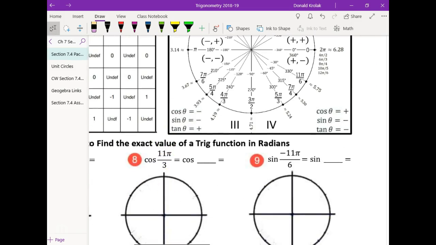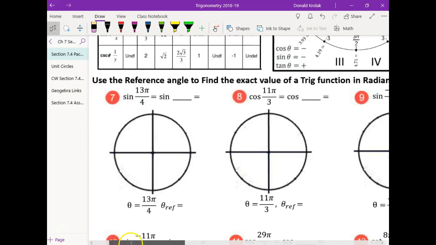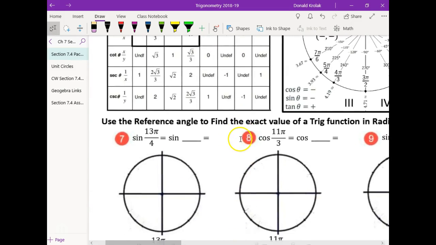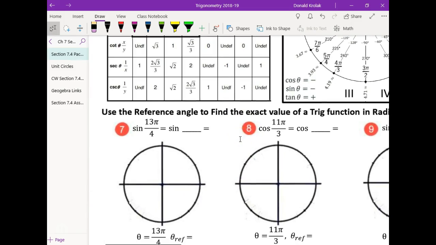All right, now you're doing the same thing, guys, except your angles are now in radians. So we've got to figure out what the reference angles are for those. Okay, so we're dealing with pi over 4. So we had to divide our quadrants up. I'll do the first one. We've done this a ton of times. Okay, so we're talking about fourths.